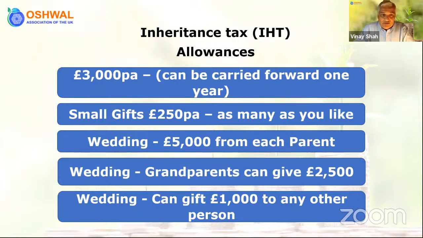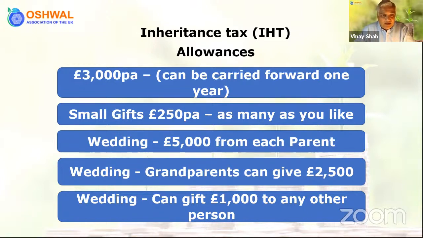There is also a small gifts allowance, which is £250. You can do as many gifts of £250 as you like. There's no limit to it. So that's well worth using as well. If you wanted to give birthday money, or give a gift to someone else, that's a way of doing it while saving tax.